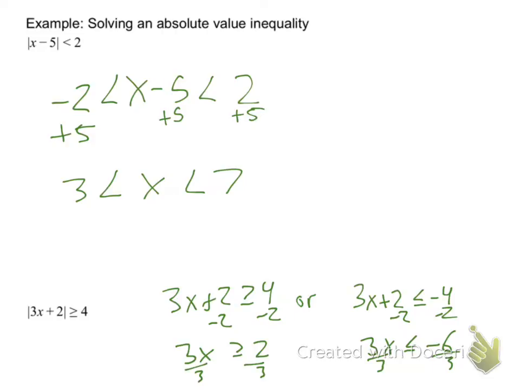I ran out of room, I'm sorry. So therefore x is greater than or equal to 2/3, or x is less than or equal to negative 3. And if you were to graph these, they would be going away from each other. This should be a negative 2 here.